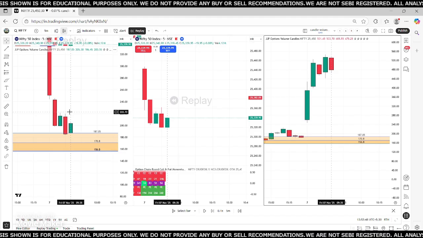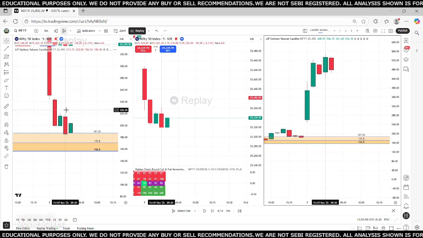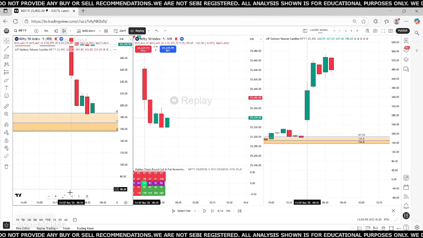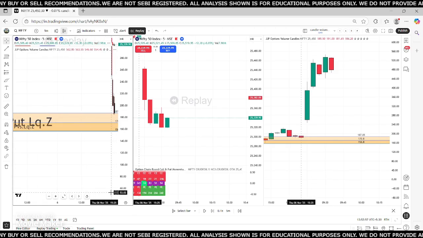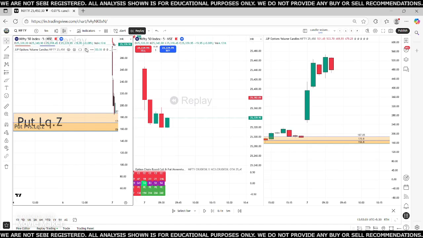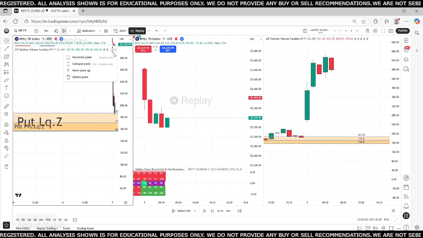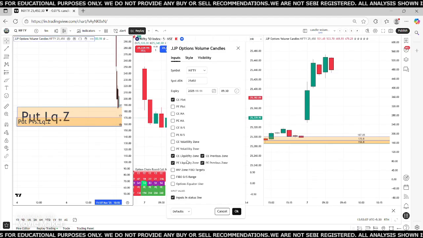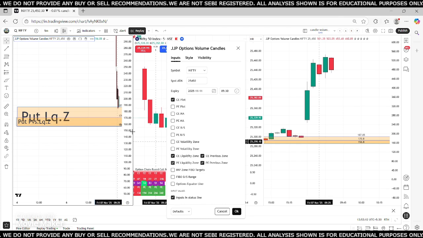As you see right now in the 9:35 candle, 9:30 candle, we are seeing another zone here. So this is the zone which we have plotted for put option liquidity. If you go to the settings of this indicator, you will understand. In the settings of this indicator, we have also included the put option liquidity zone in the first chart itself.